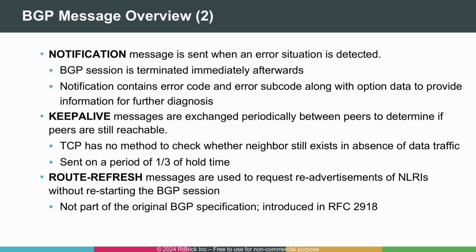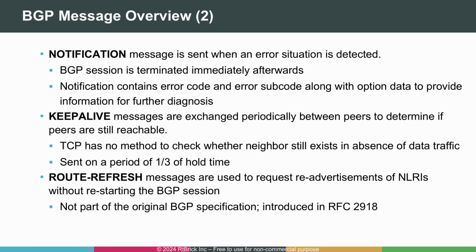A BGP notification message is sent whenever an error occurs to inform the BGP neighbor. After a BGP notification is sent, the BGP session is immediately closed. The notification message contains the error code, the error subcode, which provides more specific information about the error and depends on the error code, and a variable length data field to provide more information for diagnosis. As an example, a notification message may have an error code of 2, indicating an open message error, and the error subcode of 5, which means authentication failure.